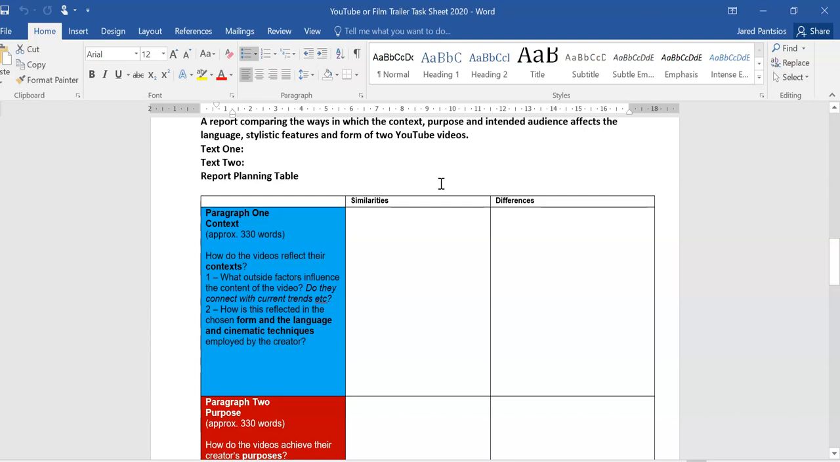suggesting for you to ask are: how do the videos reflect their contexts? What outside factors influence these contexts or the content within the videos? Do they connect to current trends that are happening in 2020 or when the video was made? And how is this reflected in the chosen form and language and cinematic techniques? So remembering that language relates to the persuasive language, the dialogue, any verbal expression, but also how it is said. So let's focus in on that.